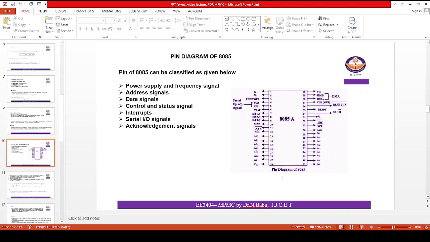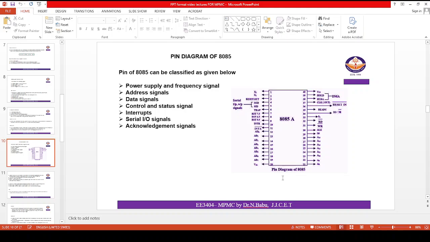Then the address signal. I already told that it has a 16-bit address bus. What is the use of the address bus? It is used to send the 16-bit memory address. That represents A0 to A15. It is a unidirectional address bus. For programming purposes, the address bus is divided into 2 parts: one is called the lower order address bus, another one is called the higher order address bus.